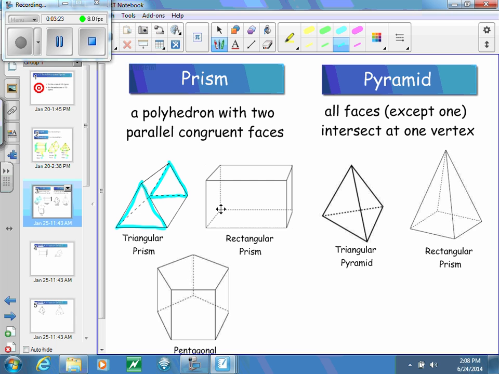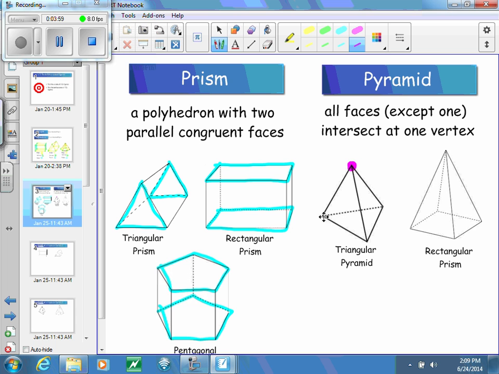Here, rectangular prism, I have a rectangular bottom and I have a rectangular top. Those sides are parallel to each other. Pentagonal prism, I have 2 pentagons that are going to be parallel to each other that are never going to touch. It's the rectangles all around this that allow for the triangles, the pentagons, the rectangles to not touch. Now a pyramid has a base, and then all the faces except for one intersect at one vertex. So they all go up to that one point.